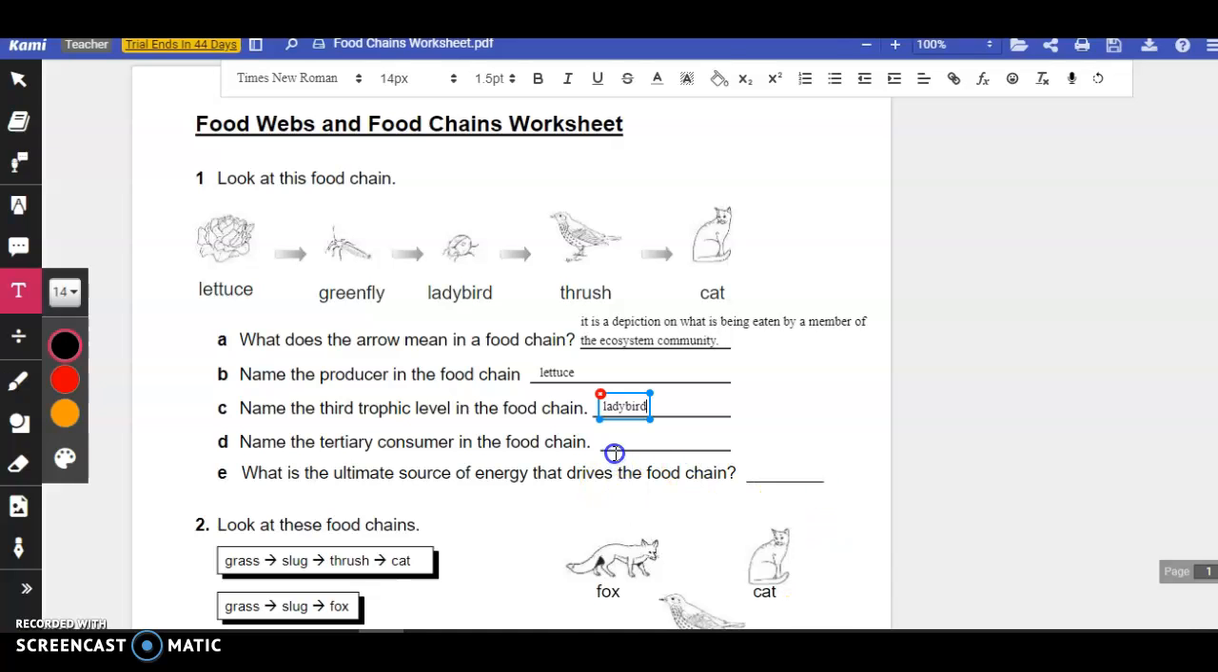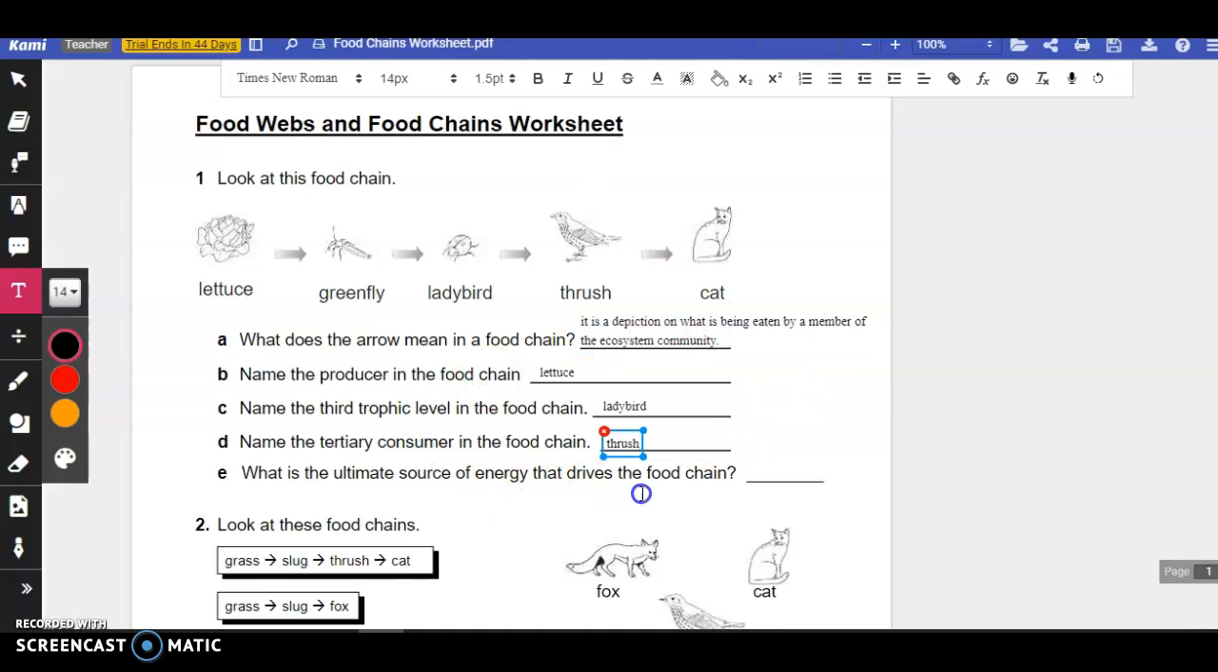Now let's look at question number D. Name the tertiary consumer in the food chain. Now the tertiary consumer is the one that eats both the primary consumer and the secondary consumer, both of them. So we know that the primary consumer is the green fly, the secondary is the ladybird. So the tertiary is going to be the thrush.